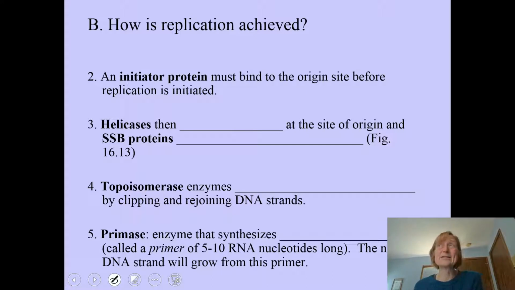The first thing that has to happen is a protein called an initiator protein finds the origin site, binds to it, and calls in all of the replication machinery. Hey, come here. This is where replication is going to happen, all right? Because we're going to need some enzymes. We're going to need some help to replicate DNA. We're going to need a lot of enzymes, and you can see all the enzymes that we're seeing here.